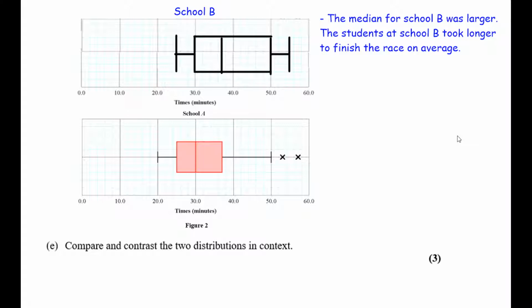Okay, what else can we discuss here? We can talk about the spread. Looking at the interquartile range, the interquartile range for school B was also larger. What does that mean? That means that there is a larger variation of finishing times for school B.